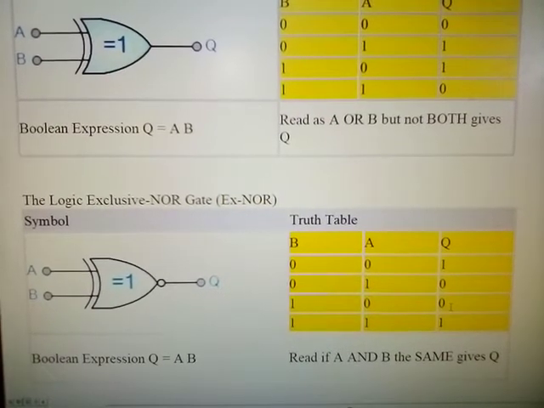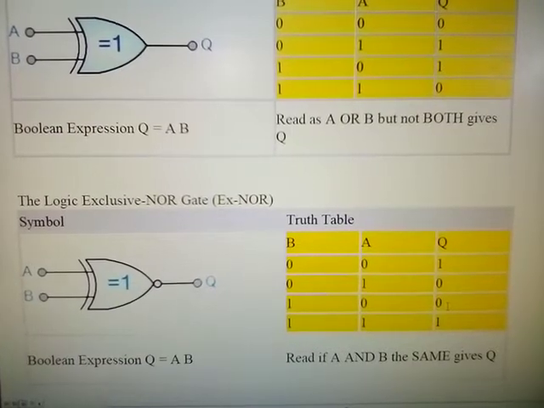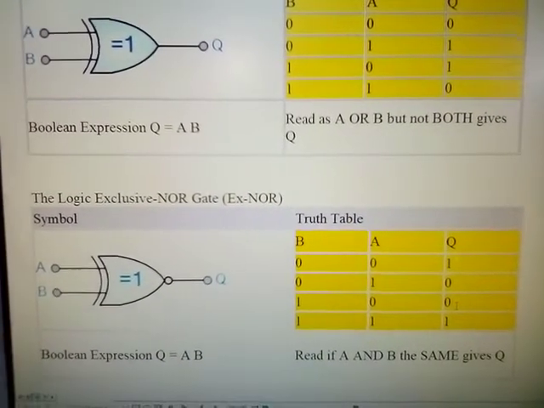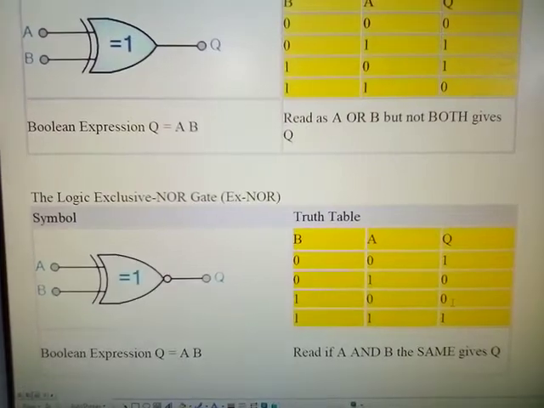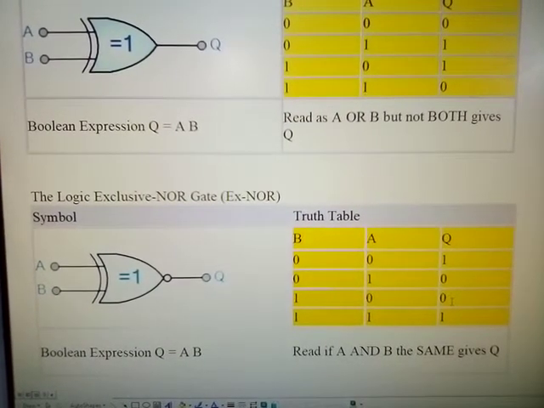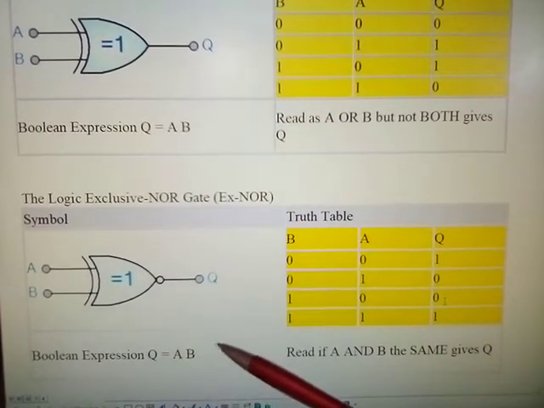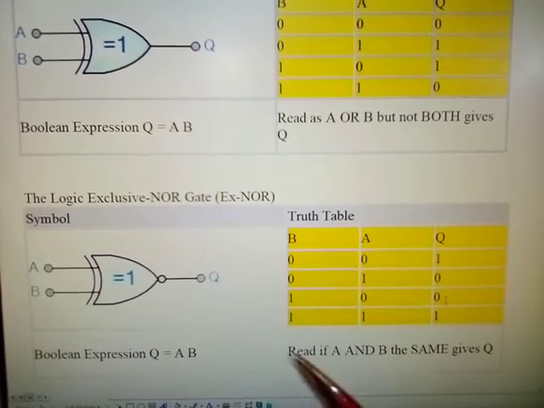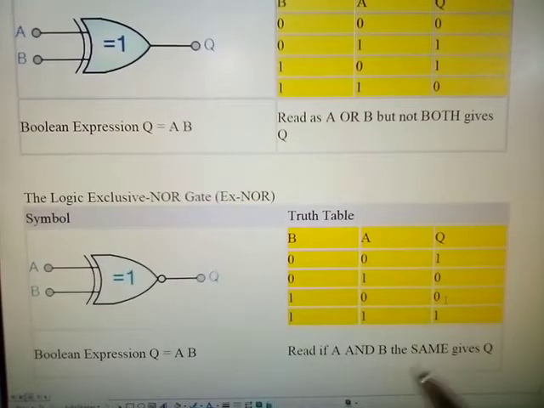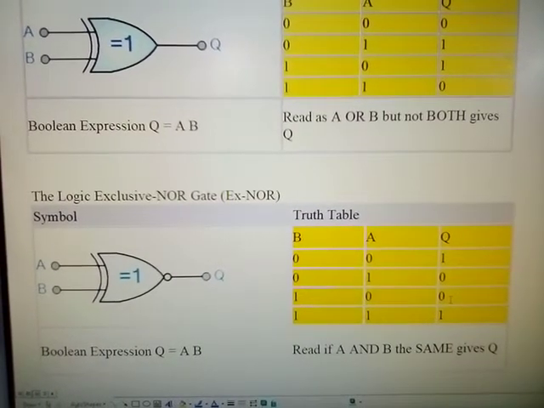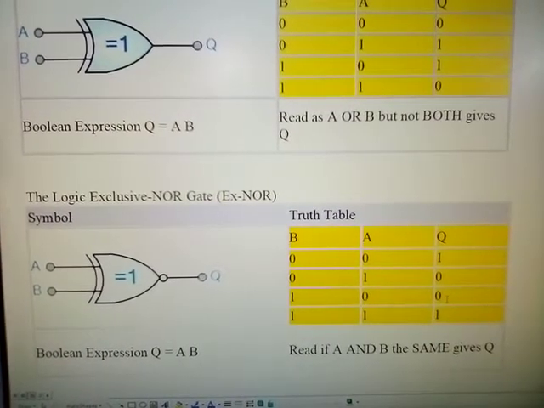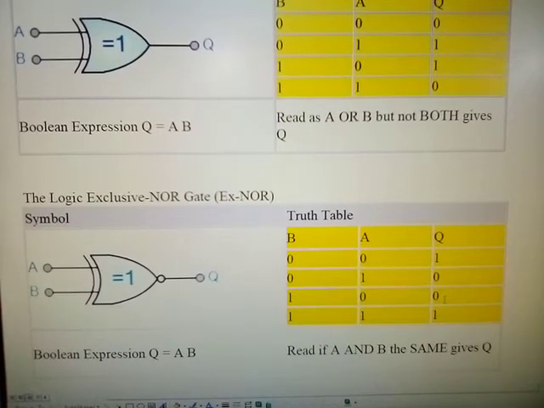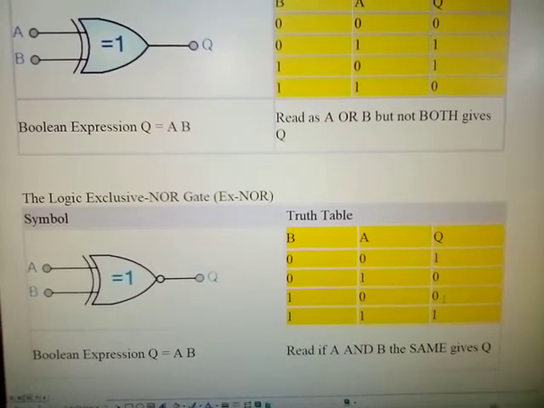Read as: if A and B are the same, this gives Q. But again, that little bar function, which should be across one of these here, I believe, is still in my mind. But I will take this as read at this moment in time. Do a little additional research on logic gates for yourself, just to make sure that the symbols are still up to date.